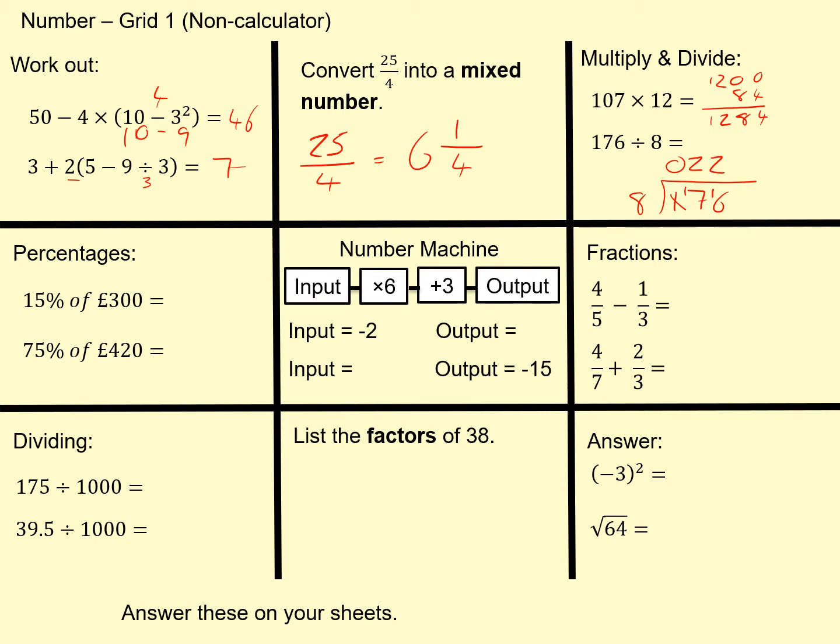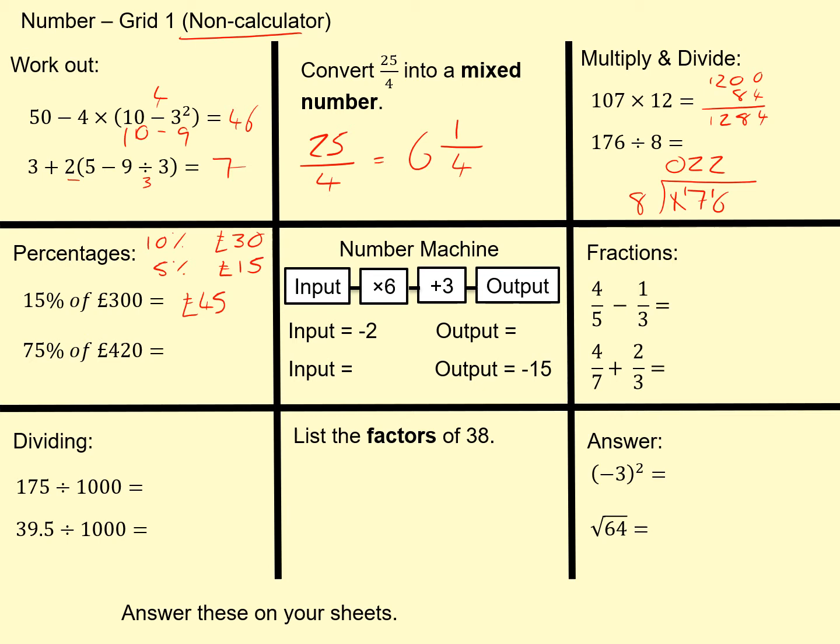Percentages. Whenever we're doing percentages without a calculator, and we are, because it says at the top there, non-calculator, we're looking to find an easy block to work with. In this case, let's say 10%. So 10% will be 30, because remember 10% is dividing by 10, so that's £30. And then we want 5%. Well, 5% will be half of 10%, which is £15. Add the two together, that gets us £45.